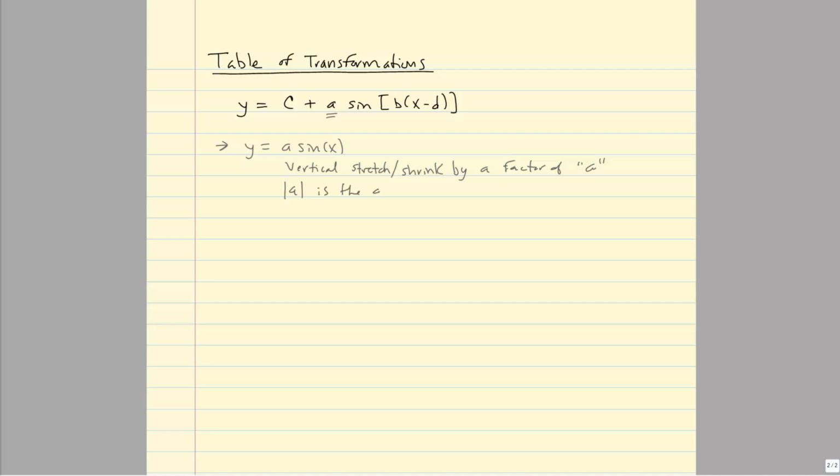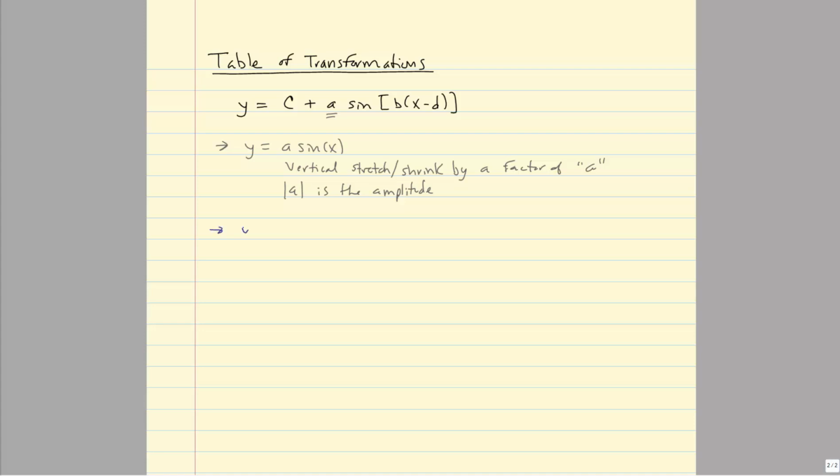Now sometimes A could be negative, this could be a minus A. So if I take its absolute value, that's the amplitude. Now if A was negative, that would mean I would have a reflection, but we'll talk about that a little bit further down.